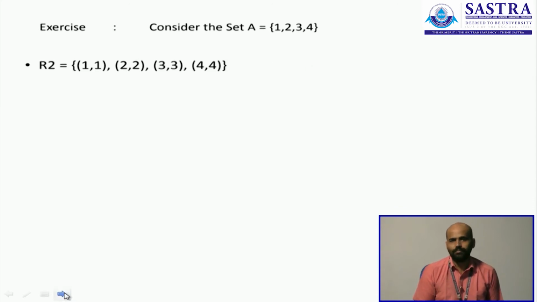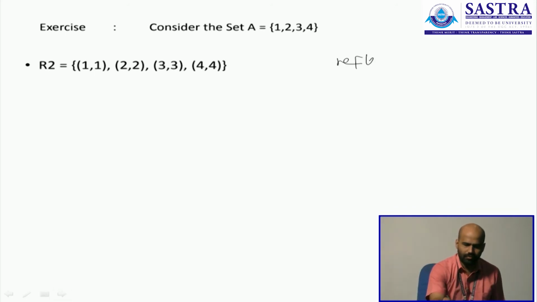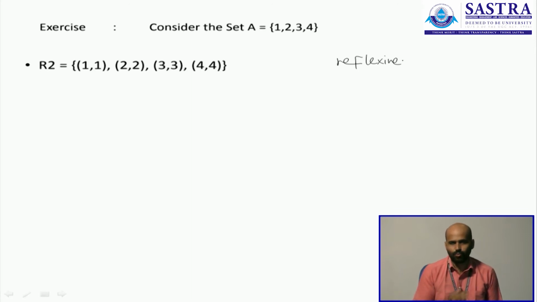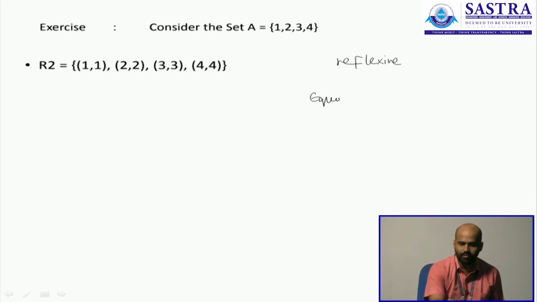What about this? It's reflexive, first thing. It is trivially symmetric because 1 1 and 1 1 are present. It is trivially transitive, 1 1, 1 1 and 1 1 are also present. So this will trivially qualify to be an equivalence relation.